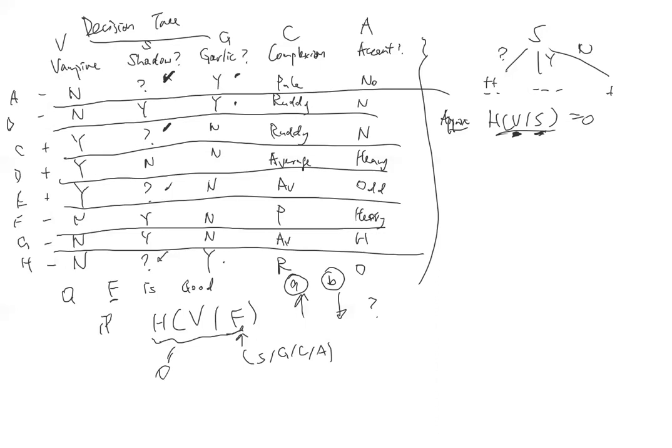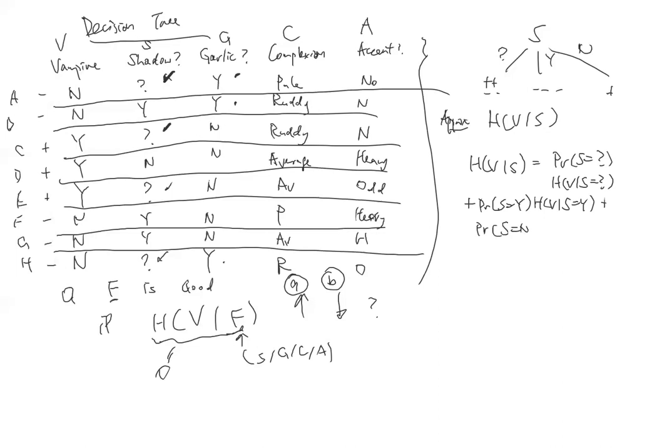So therefore we really want this one to be small, and we can try to compute, for example in this case, H(V given S). I try to estimate H(V given S). So H(V given S) will be equal to, that's 4 cases, right? I can look at probability S equal to question mark, times H(V given S equal to question mark), plus probability S equal to Y, times H(V given S equal to Y), plus probability S equal to N, times H(V given S equal to N).